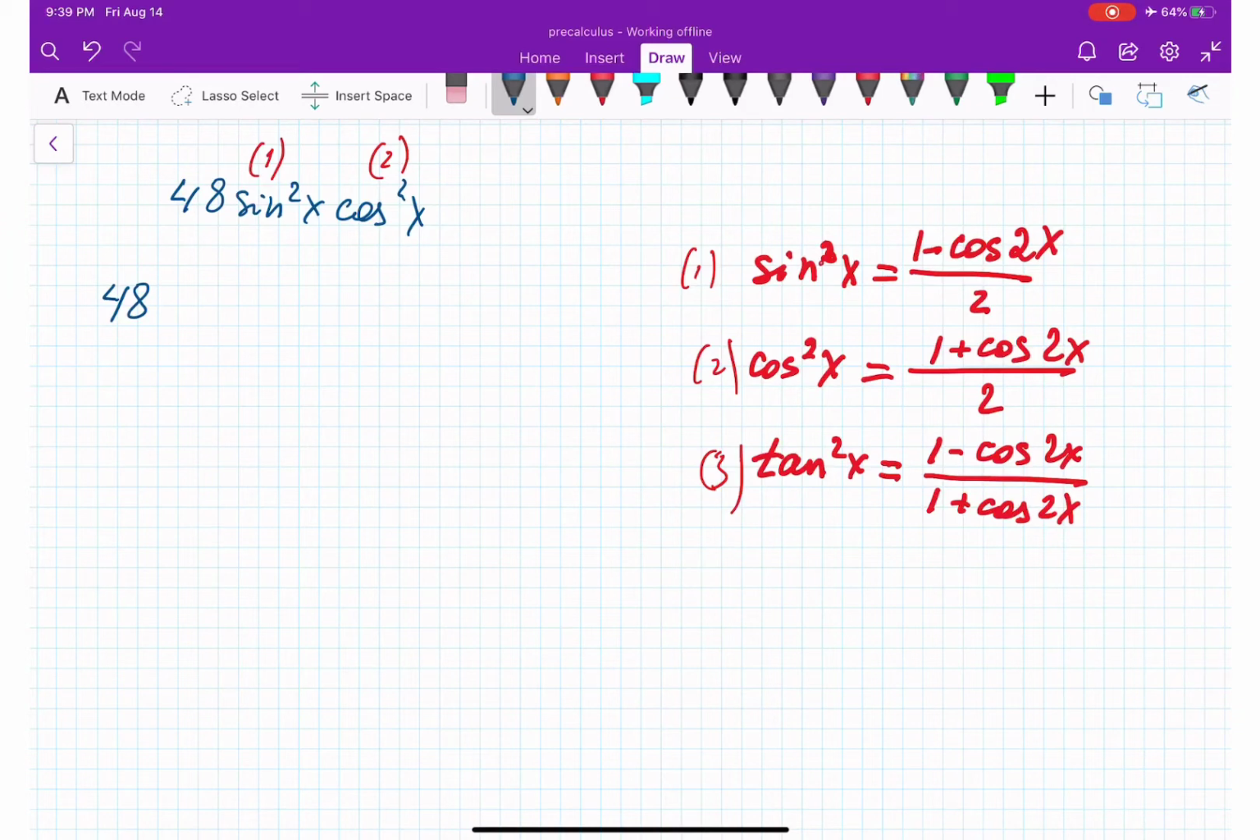48 times 1 minus cosine 2x over 2, and then we apply the formula number 2 for cosine square x, which is going to be 1 plus cosine 2x over 2. So what's next coming?